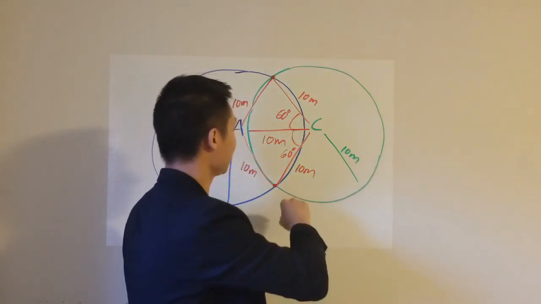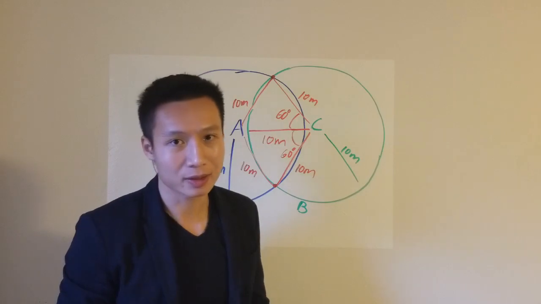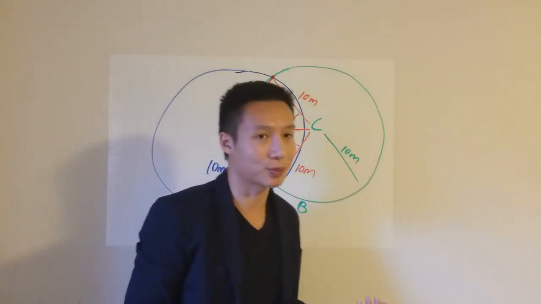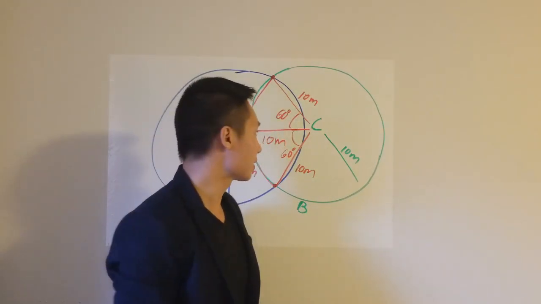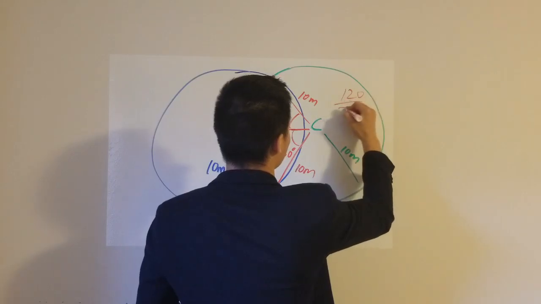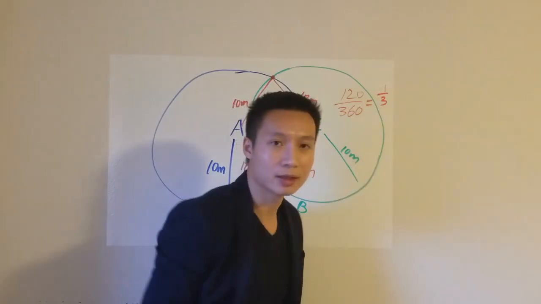So what is the probability that B will be within these 120 degrees, out of the whole total 360 degrees, assuming it's a uniform distribution? So we know that the solution, therefore, must be 120 out of 360, right? In other words, it is equal to 1/3. That's your probability.